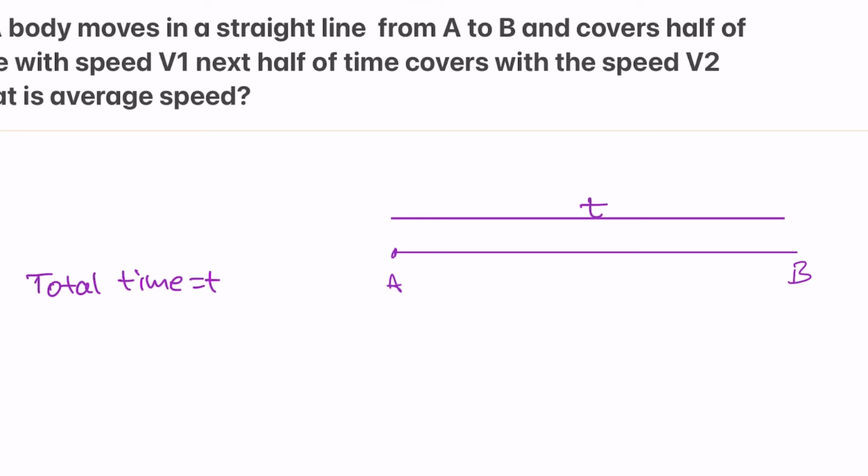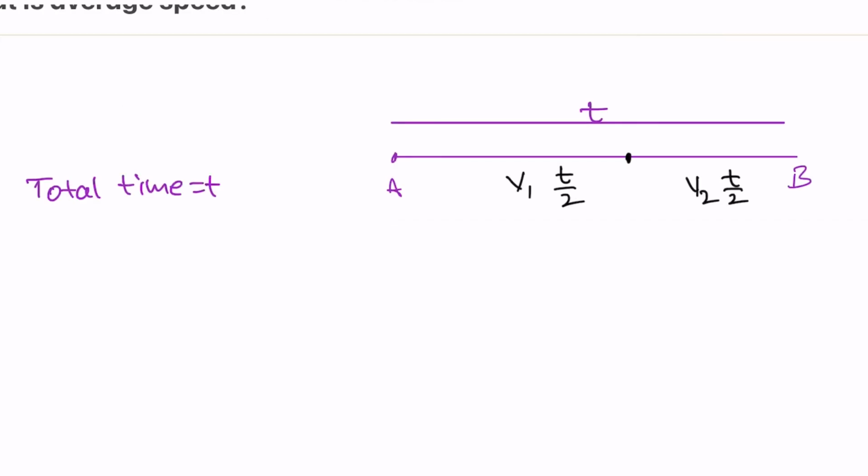Suppose somewhere after half of the time in the line, this is the point, after half of the time the body is here. So half of the time means t by 2, covered with speed v1. The remaining half of the time is covered with speed v2. So the body first covers this distance and then the next distance. This is d1 and this is d2. So the total distance is d1 plus d2.